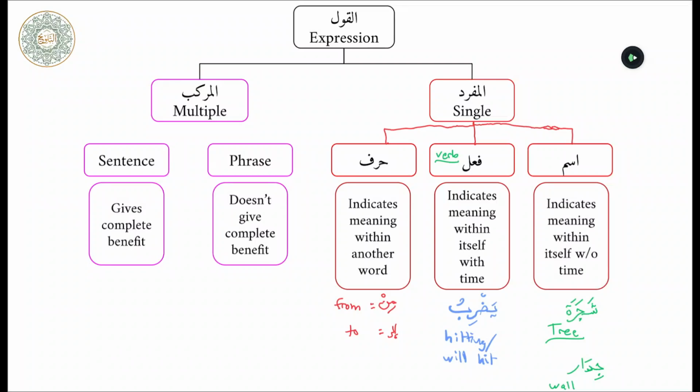Now, what does that mean? Let's explain this. Murakkab, number one, there's multiple words. So if I ask you, give me something that doesn't give complete benefit, and you say Muhammad, it doesn't give complete benefit. You are correct. Muhammad is a mufrad. It's a single word. I want multiple words put together. But despite being put together, those multiple words do not give a complete benefit. So let's assume, for instance, you have Muhammad's book. Muhammad's book.